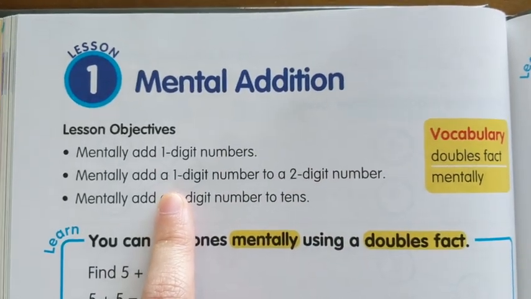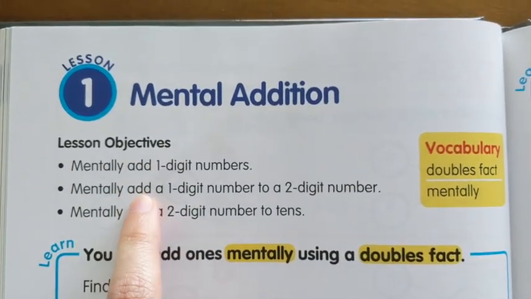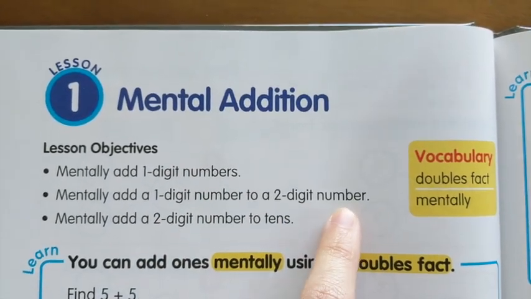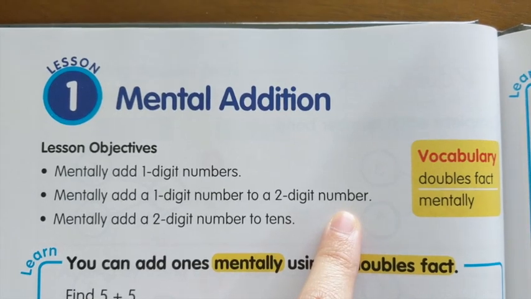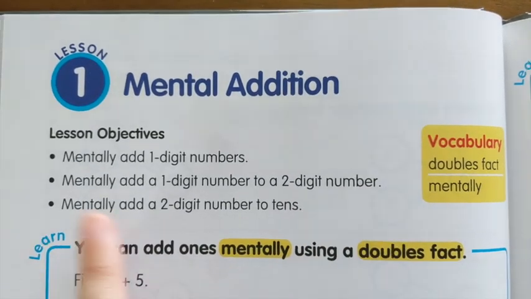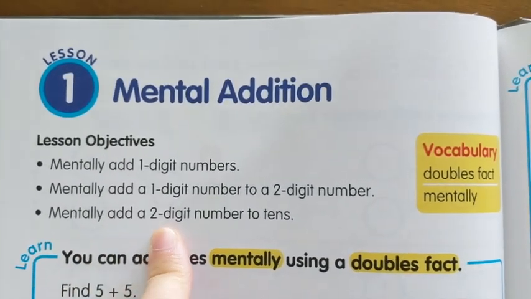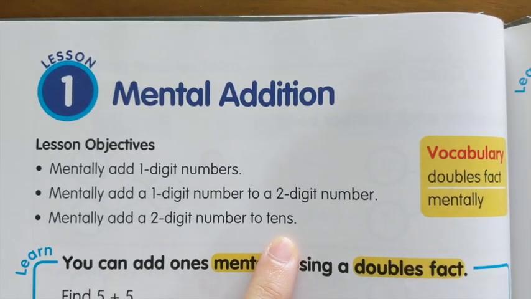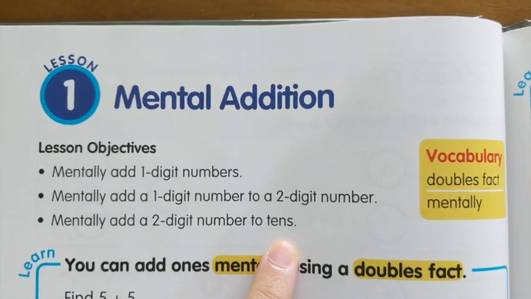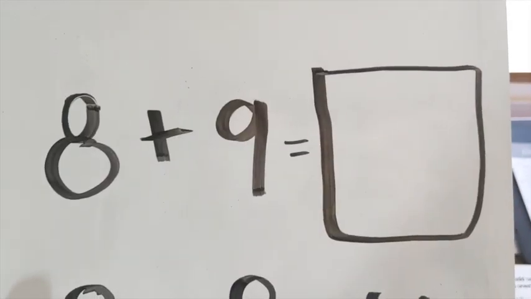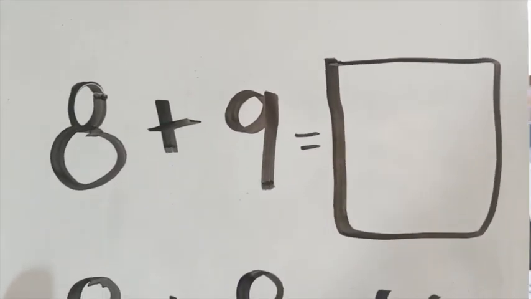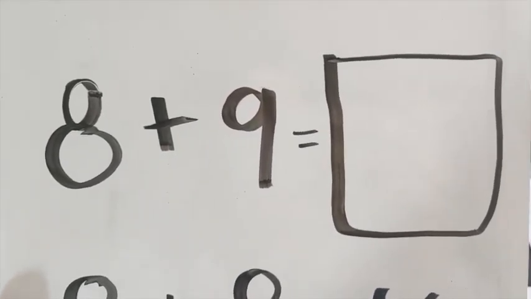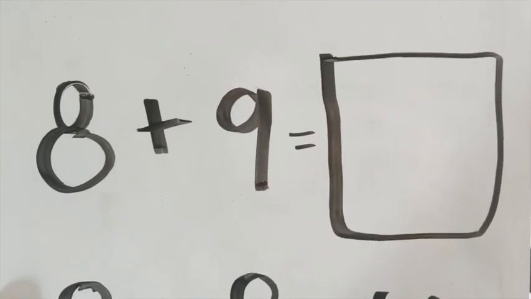The second way I'm going to show you how to mentally add in your head is to add a 1-digit number to a 2-digit number, and basically you're going to be adding the ones place in your head. And then mentally adding a 2-digit number to tens. So in this case, you're going to be adding the tens place in your head. Follow me, I'll show you. Let's try mentally adding 1-digit numbers by using the doubles fact knowledge.